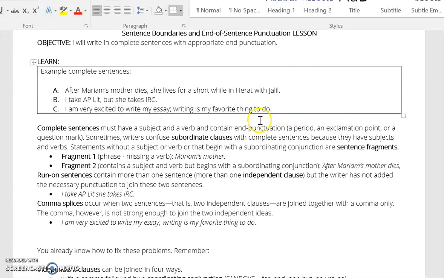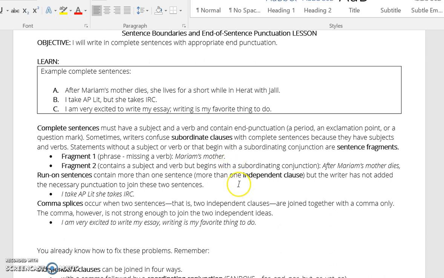So we know that a complete sentence must have a subject and a verb, and it has to have an ending punctuation mark, which might be a period, an exclamation point, or a question mark. Sometimes, however, we have fragments, and your sentence might be a fragment if it's missing a subject or a verb. In this non-example, this is a fragment because this has no verb in it. Miriam's mother. Well, Miriam's mother what? We need a verb there. Miriam's mother dies. Miriam's mother cries. Miriam's mother yells. Those are all verbs that would complete the sentence, but currently it's a fragment.